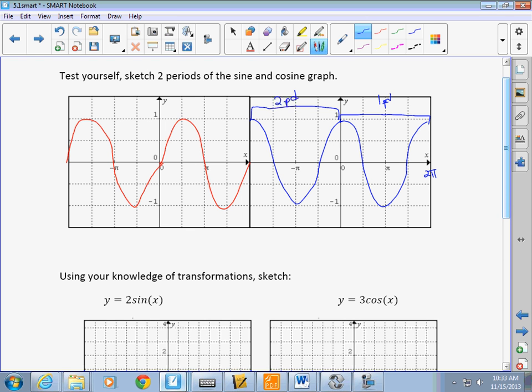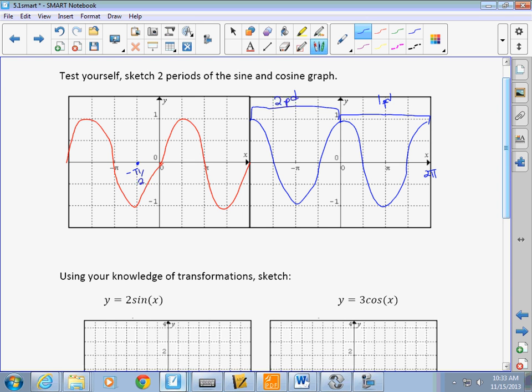Then negative pi over 2 is in between 0 in the first graph, so it would be right here. Halfway in between 0 and negative pi. So, 2 periods of the graph just means that your graph will repeat itself.